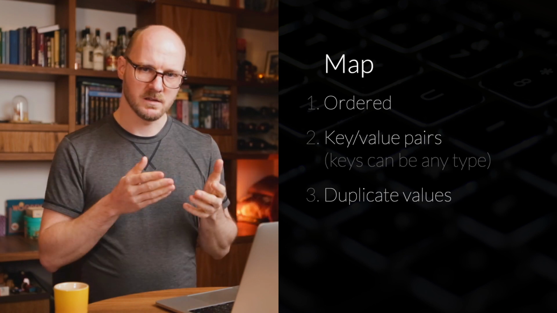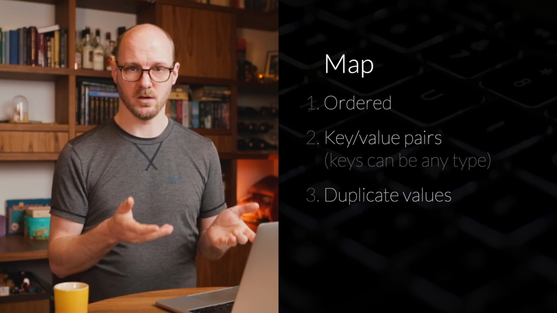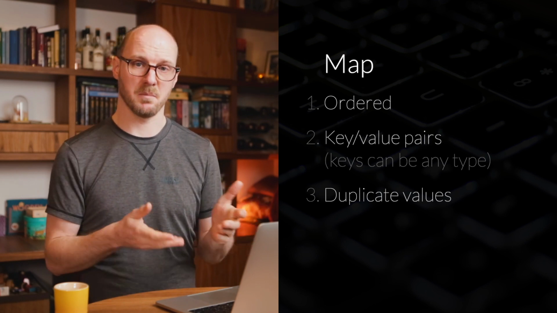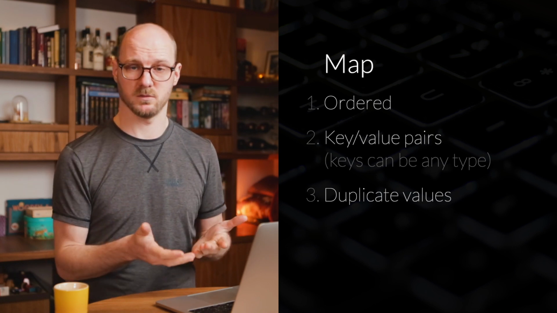A map is both. It is different from an object in a way that keys can be of any type. A key of an object has to be a string. A key of a map can be anything. It can be another object, for example, which is one of the big use cases.